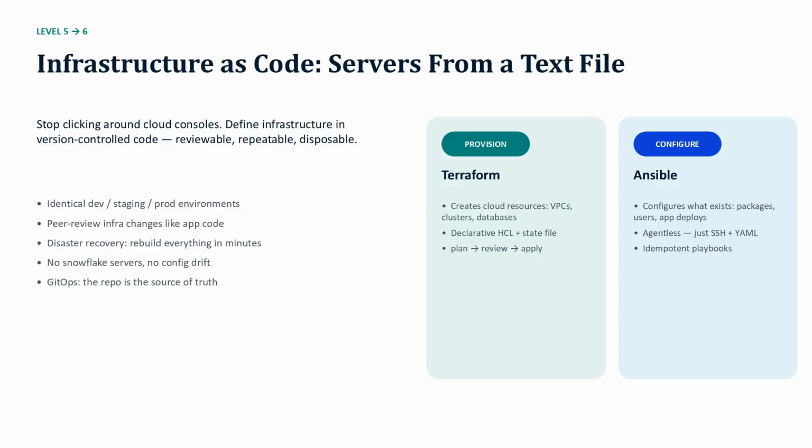Imagine your entire data center, networks, servers, databases, Kubernetes clusters, defined in text files that live in Git. That's infrastructure as code. No more clicking through cloud consoles and forgetting what you changed. Every environment is created from the same code, so dev, staging, and production are truly identical. Changes go through pull requests, just like application code.